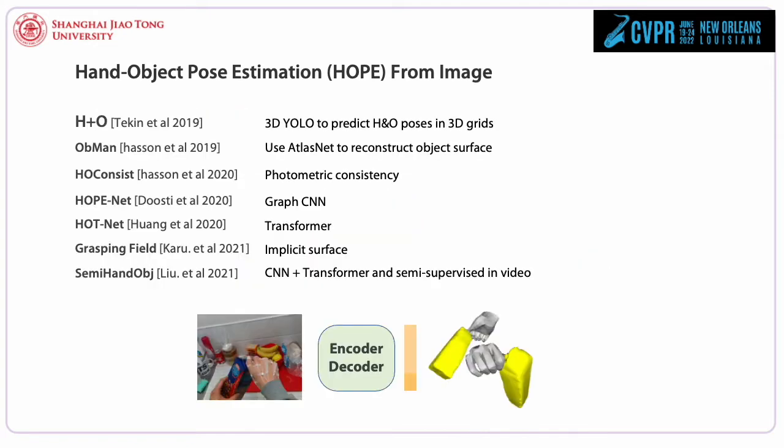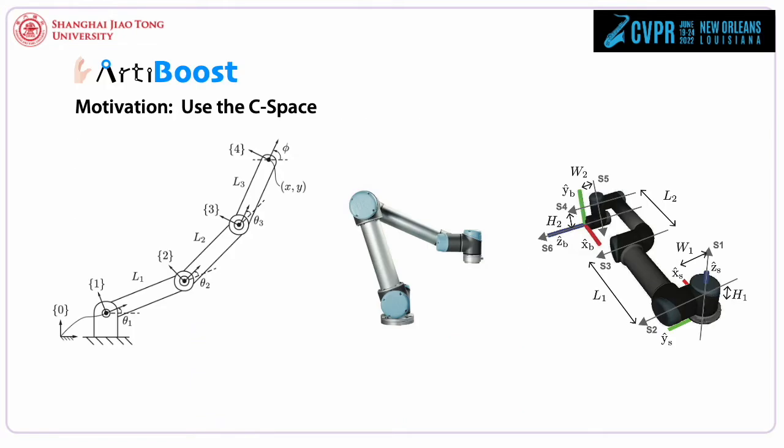A lot of researchers have pushed the frontier of hand-object pose estimation. Their methods follow the paradigm in the figure below, but with different network designs and different output representations. However, ArtiBoost is not motivated by creating another sophisticated CNN model, but rather by improving the current task from the data perspective. I will first introduce what inspires and motivates us to propose ArtiBoost.